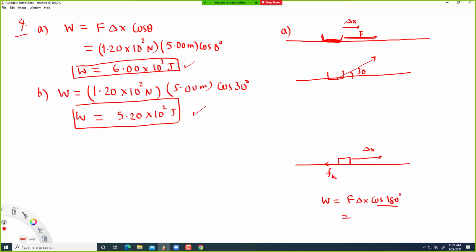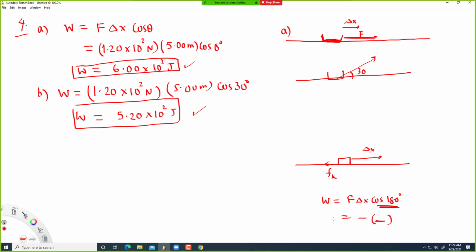So the value of cosine 180 degrees is -1. So in this case, you have a negative value. That means work is negative. So when displacement and force are in opposite directions, work done is negative. So we'll see an example of that in a second.